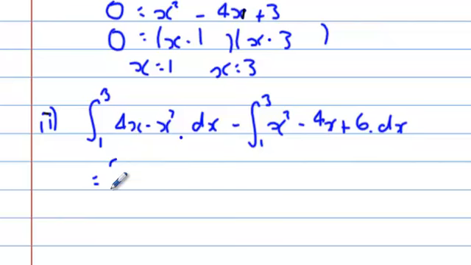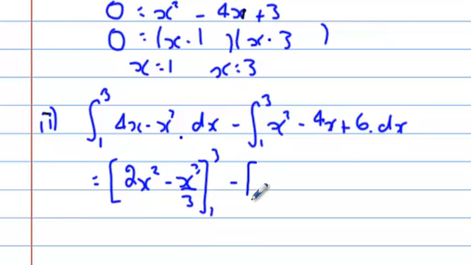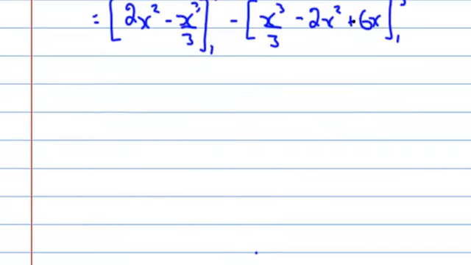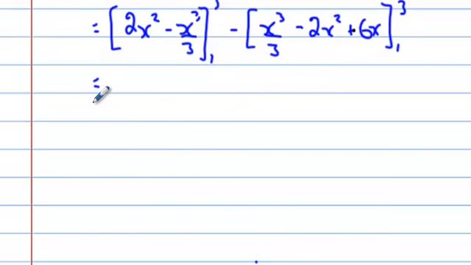So we begin by doing the integration, so we swap to square brackets. This becomes 2x squared minus x cubed over 3, and that's going to be evaluated from 1 to 3. Subtract from that the integral of the other function, which is x cubed over 3 minus 2x squared plus 6x, and that's being evaluated from 1 to 3. So just bring that back down, and I'll start doing that.